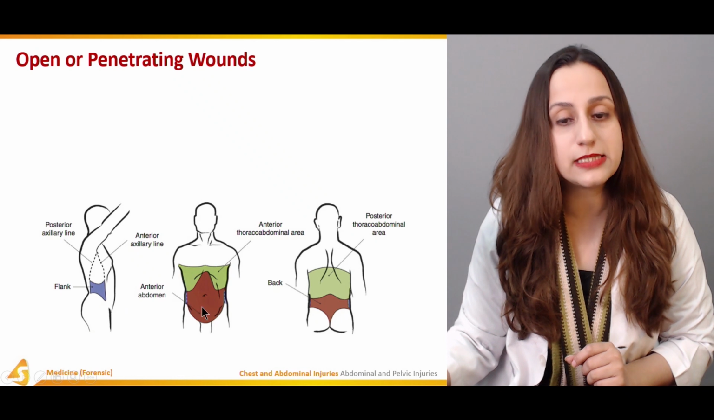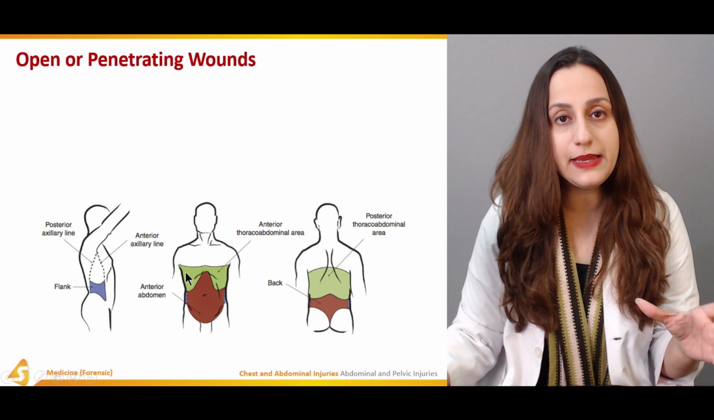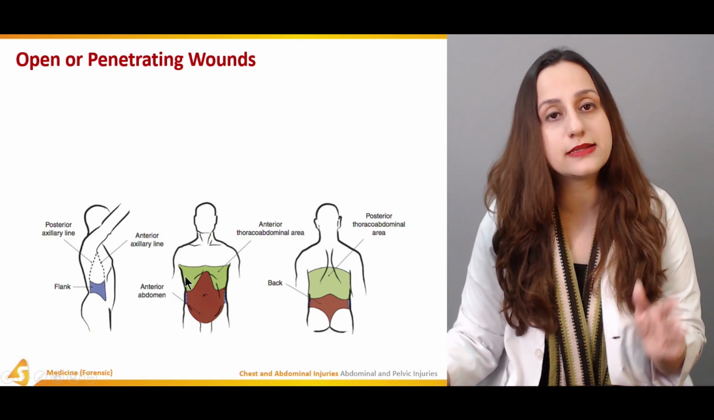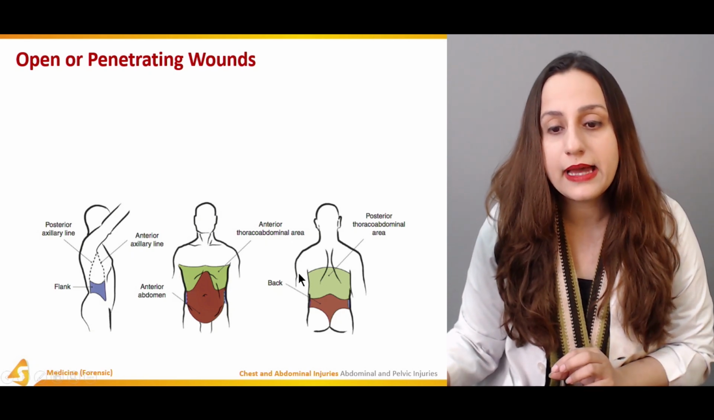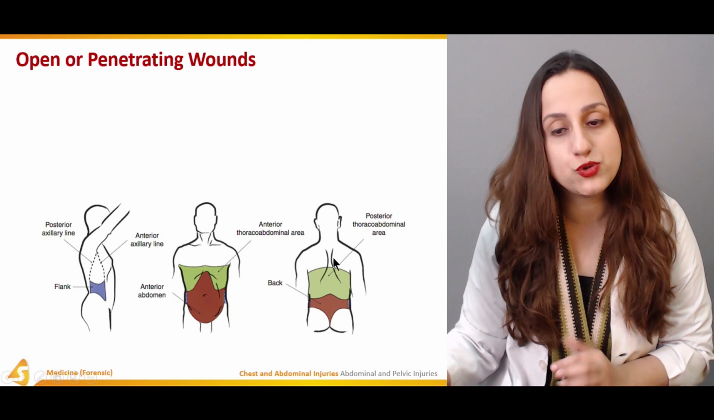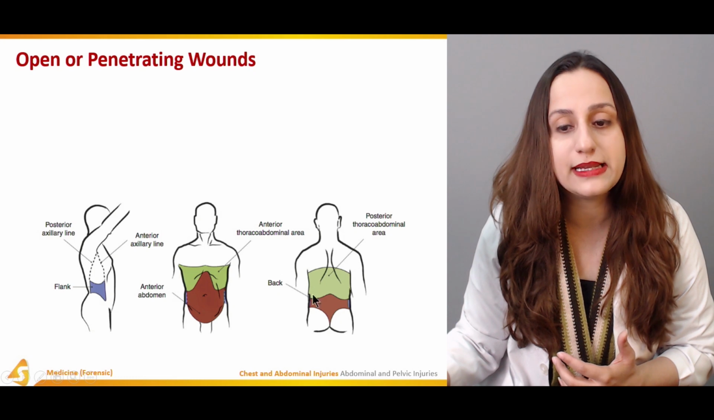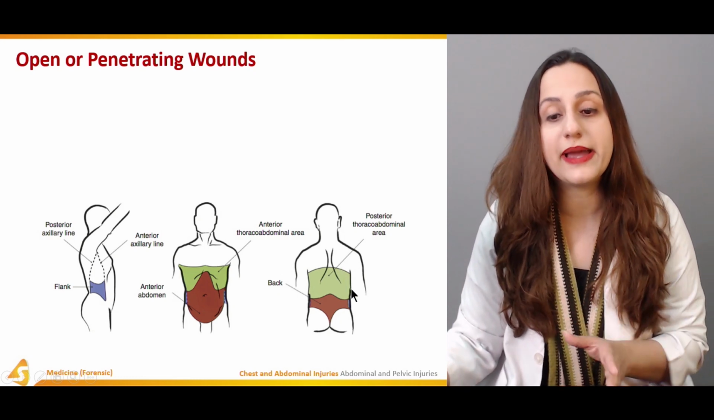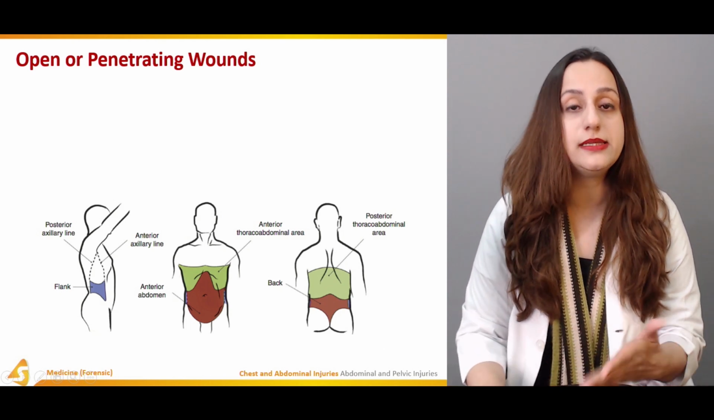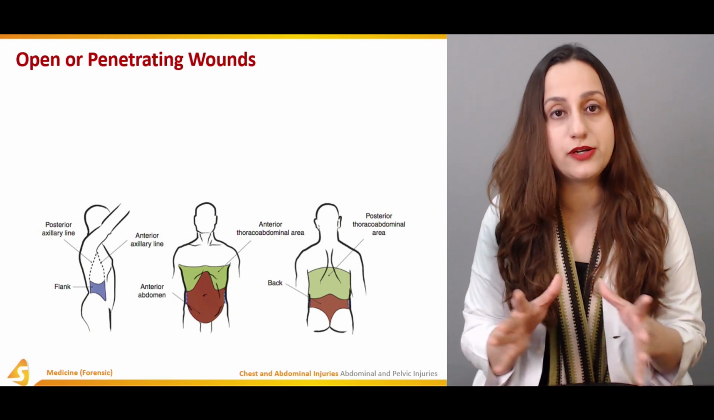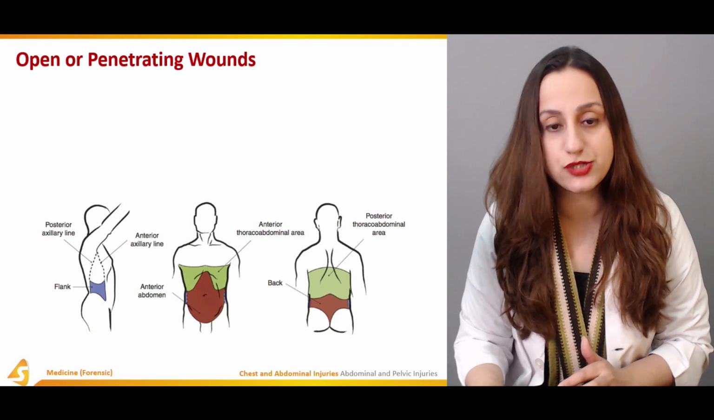Then we have this, the anterior abdomen, and this, the anterior thoraco-abdominal area. There is not a clear-cut demarcation, and some portion is thoraco-abdominal. It is half thorax and half abdomen. Then we have this back area that we usually refer to as back injuries, and the posterior thoraco-abdominal area lies over the abdominal spine area. This is very important because these are the terminologies we use whenever we are dealing with any case of trauma.